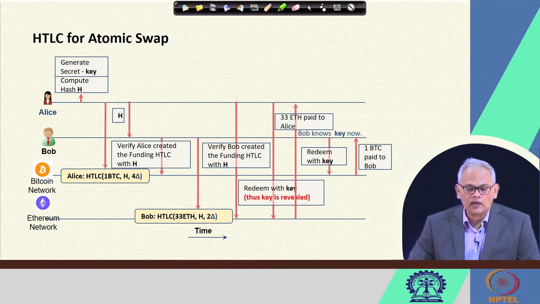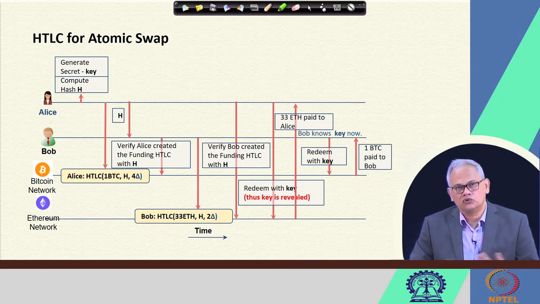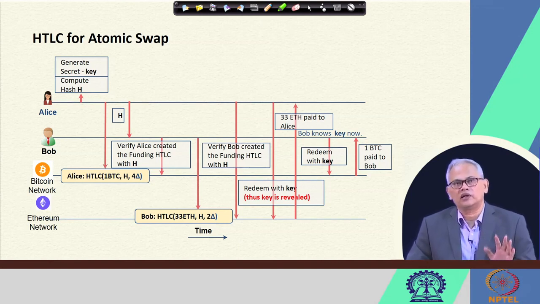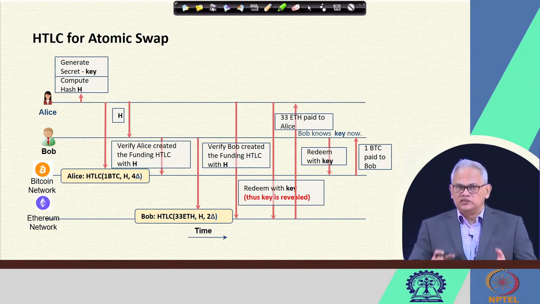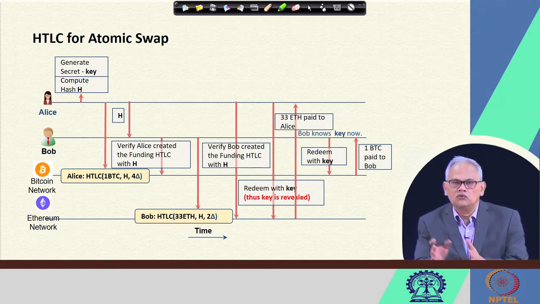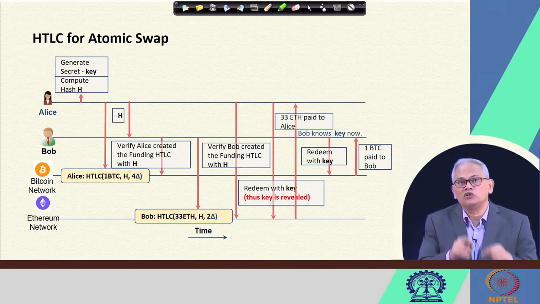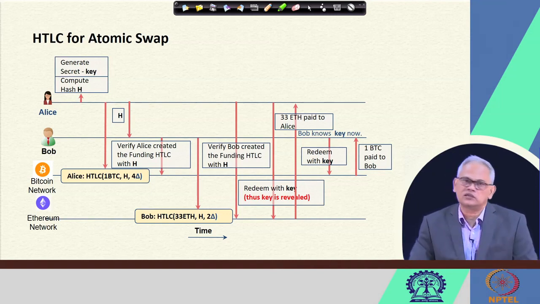And then what happens is that Alice would say that this is the H, that is the hash of the pre-image that was used to create the contract. So, Bob now can verify that indeed Alice created the funding contract HTLC with that H. Once Bob verifies that, Bob is sure that Alice cannot go back on her promise, because the contract is now deeply buried in more number of blocks after the block in which that contract went in as a transaction.